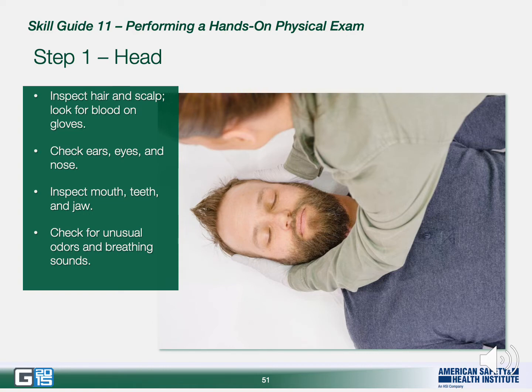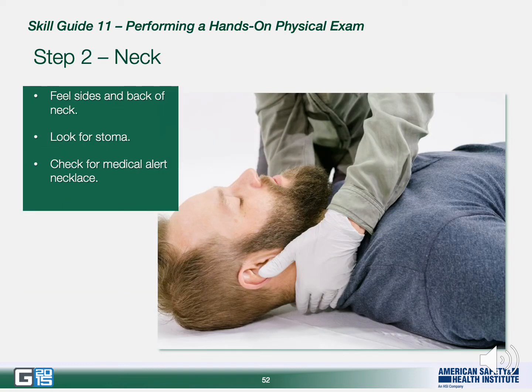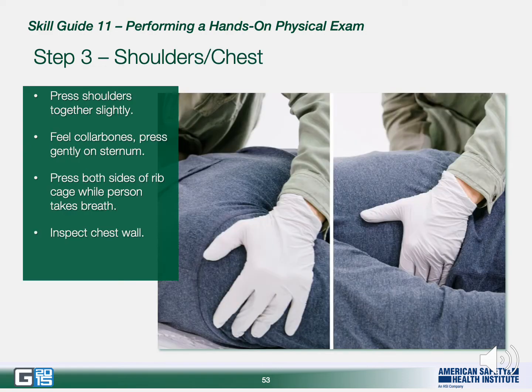With the head, inspect the hair and scalp, look for blood on your gloves, check the ears and eyes and nose, inspect the mouth, teeth, and jaw, check for unusual odors and breathing sounds. With the neck, feel sides and back of the neck, look for a stoma, check for medical alert necklaces. Shoulders and chest, press shoulders together slightly. You can feel the collarbone. Press both sides of the rib cage while the person takes a breath. Inspect the chest wall.